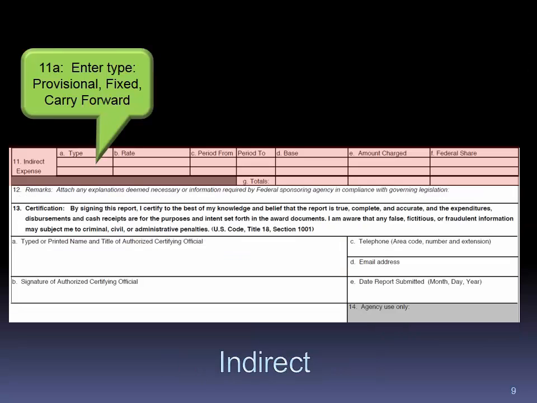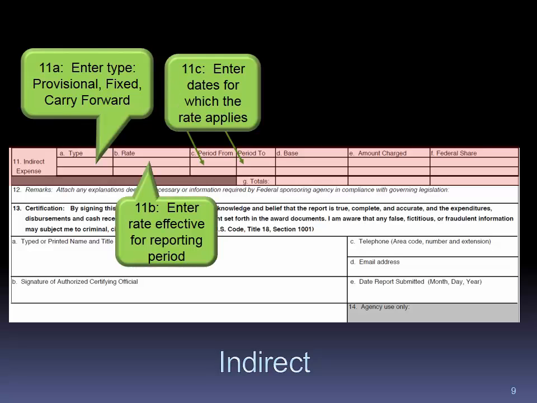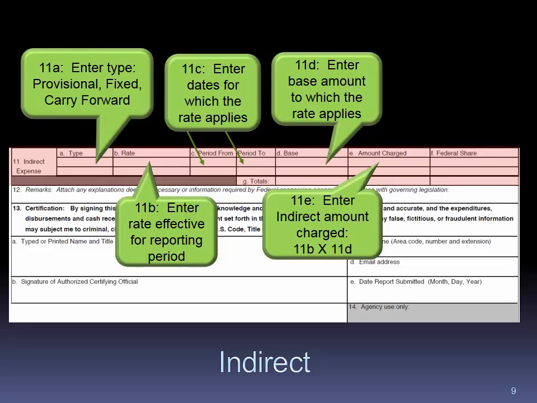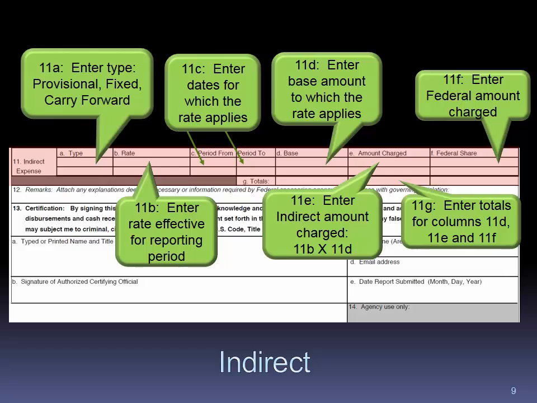Indirect. 11A, enter the type of indirect rate you have, which is usually provisional, fixed, or carry forward. 11B, enter your rate. 11C, you're going to enter the beginning and end dates for the period you're charging for. 11D, enter your base. 11E, enter the indirect amount charged, which is 11B times 11D. 11F, enter the federal amount charged, and usually 11F equals 11E, unless you're charging the government less than the indirect costs incurred. 11G, you're going to enter the totals for the columns 11D, 11E, and 11F.